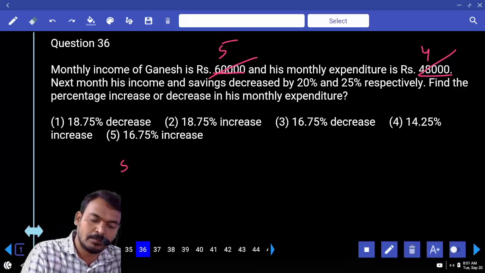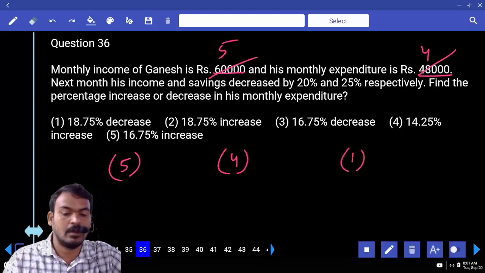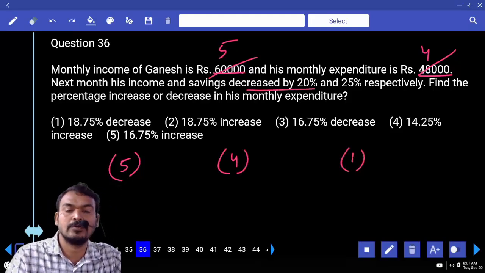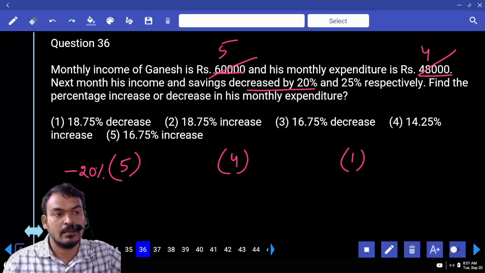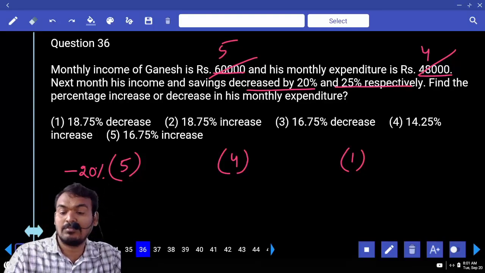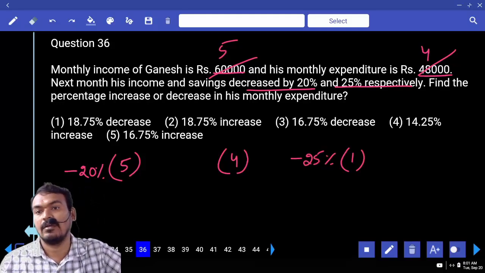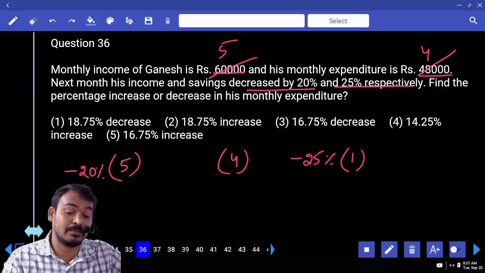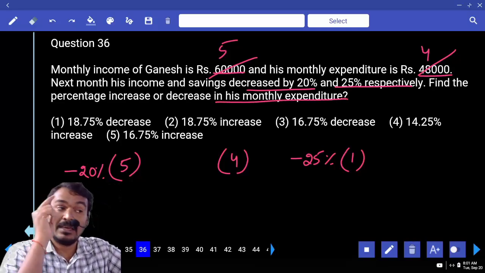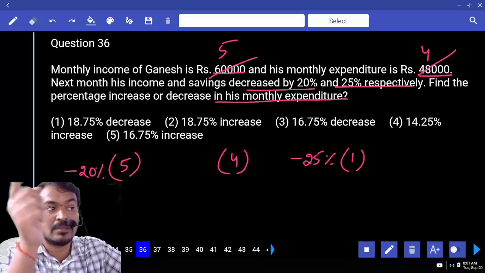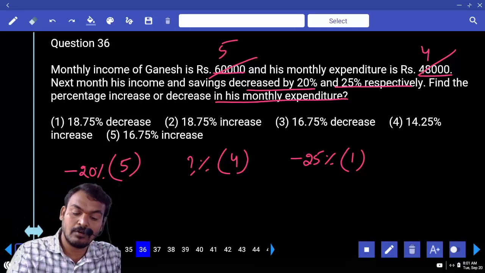Income is 5 parts, expenditure 4 parts, savings 1 part. Income is decreased by 20%, so we take minus 20% of 5 parts. Savings are decreased by 25%, so we take minus 25% of 1 part. But we require the decreased or increased percent of expenditure. Income decreased, savings decreased, so obviously expenditure also decreased. What percent of how many parts? 4 parts.